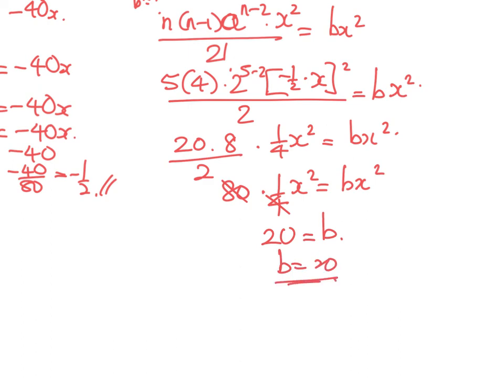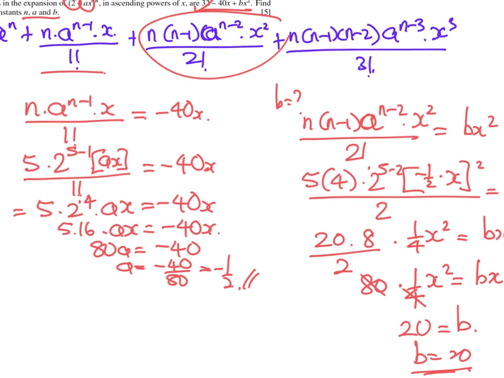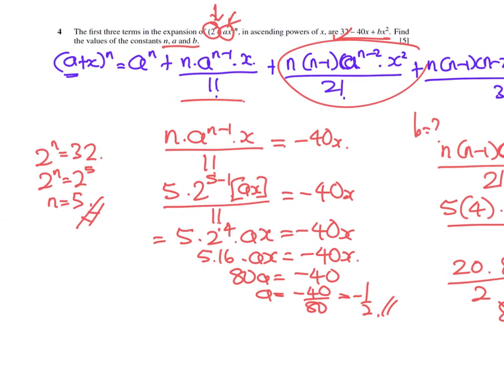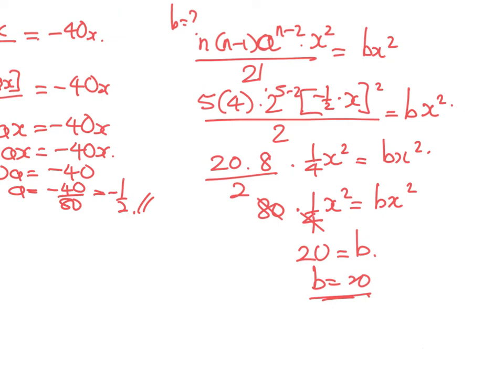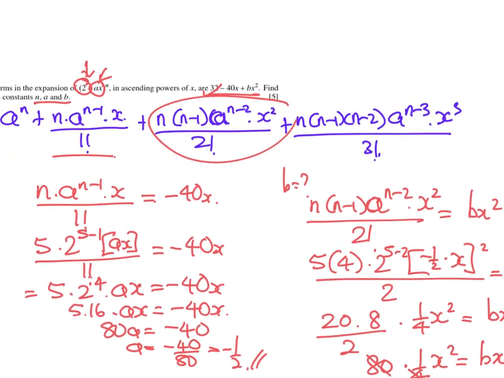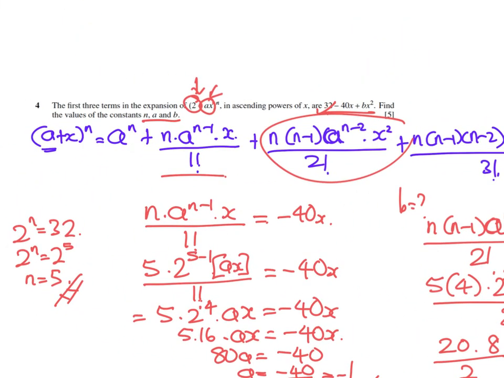So we have all the answers here: a equals negative half, n equals 5, and b equals 20. So use the binomial expansion, the basic formula. This is how we find nCr. Nowadays you have a calculator, but if you don't have a calculator, this is how you should find your nCr: n, n minus 1, n minus 2, and then it just keeps going.